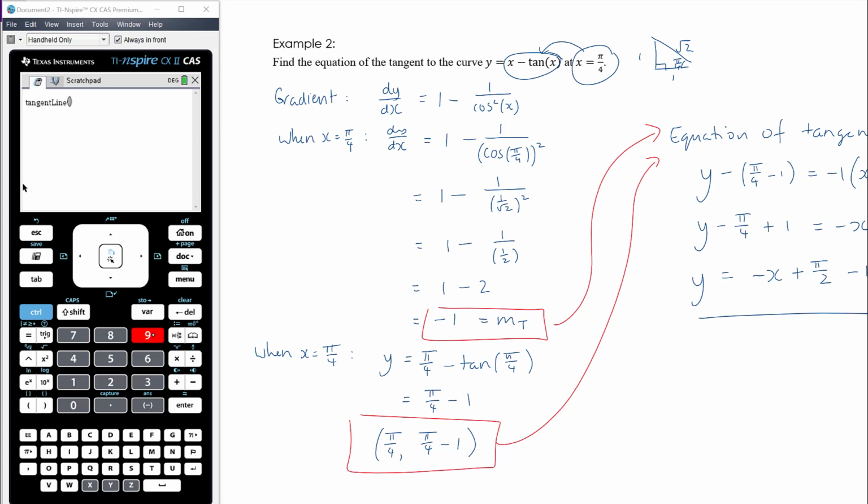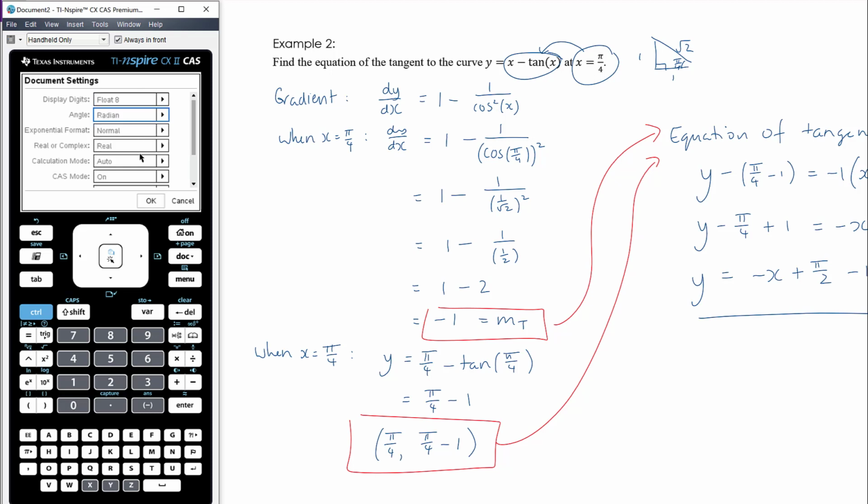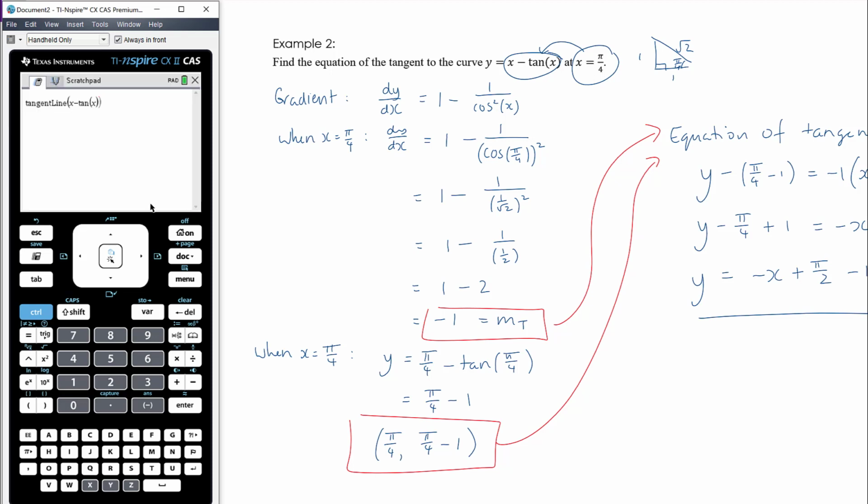The first part that you need to give the tangent line instruction in your CAS is the curve that you're finding the tangent to. And you don't actually give it as an equation, you just give the expression. So we're just going to put in x minus tan of x. That seems a bit unintuitive, and I understand that completely. I'm in degrees because of my year 10, so let me just fix that or we'll be in some trouble here. Okay, so x minus tan of x is the expression.